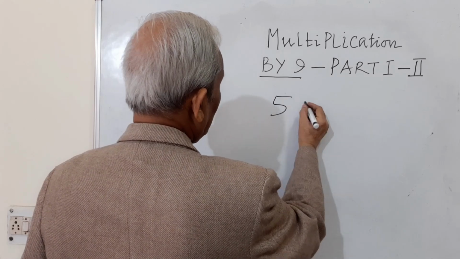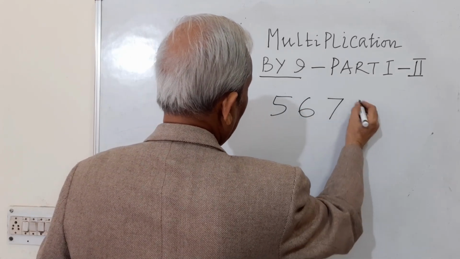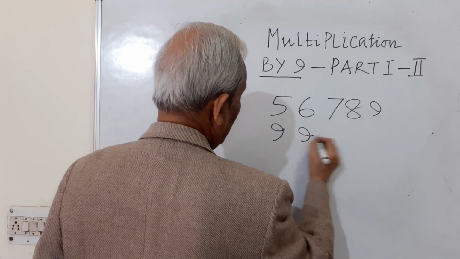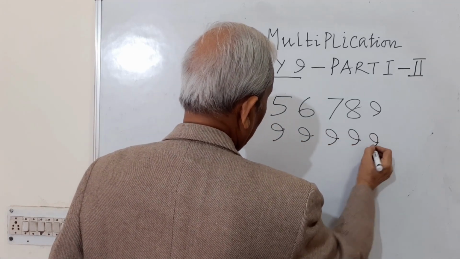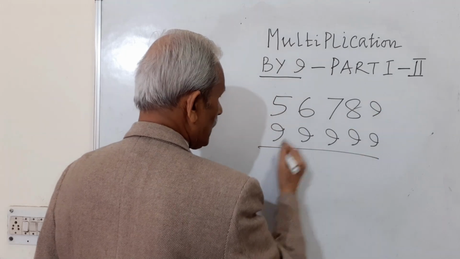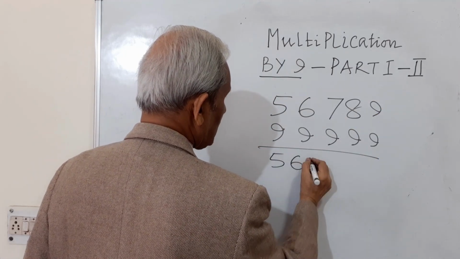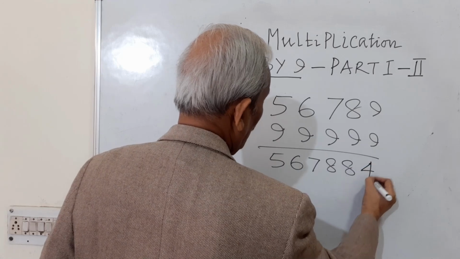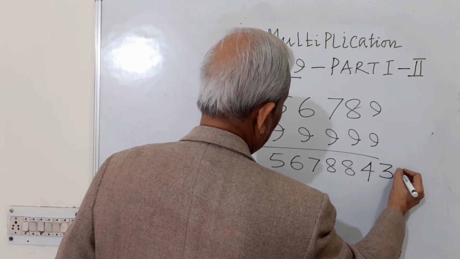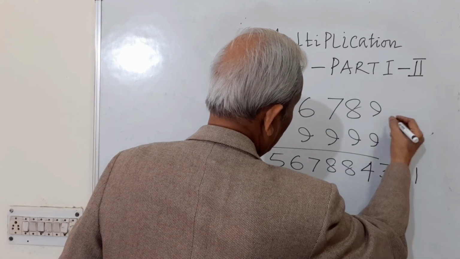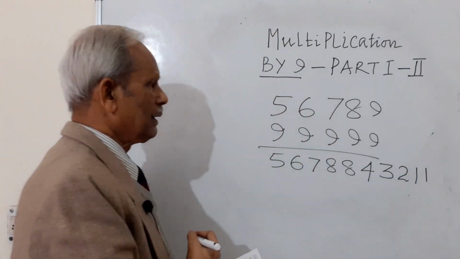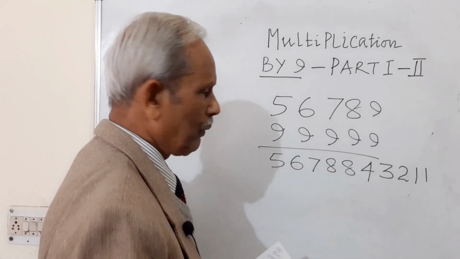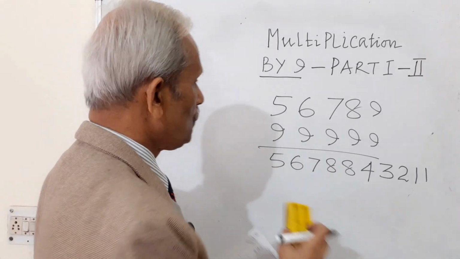Simply write the answer: 56789 into 99999. So what you do is just reduce this by 1. So answer is 56788. Complement of this: 9 minus 5 is 4, 9 minus 6 is 3, 9 minus 7 is 2, 9 minus 8 is 1, 10 minus 9 is 1. So answer is 5678843211. Quite simple. You can straight away write the answer. There is no issue at all.